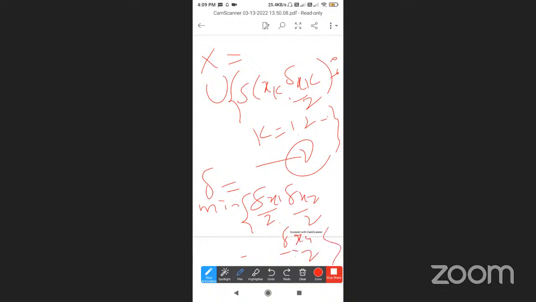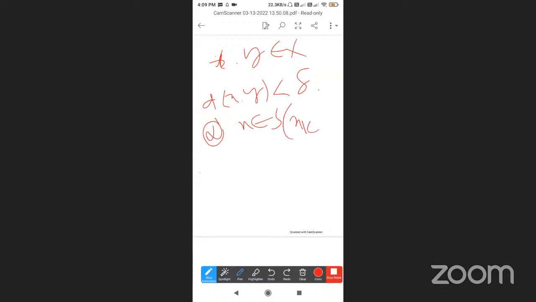So delta greater than 0. Let x, y be two arbitrary points, small x, y belonging to the space. Take d1 of x comma y less than delta. This implies x belongs to the ball around xk of radius delta xk by 2. So in fact d1 of x comma xk is less than delta xk by 2, which is less than delta xk.